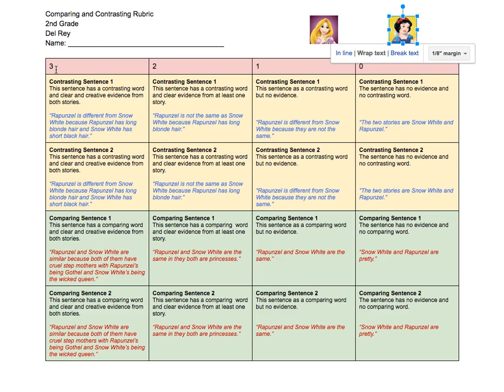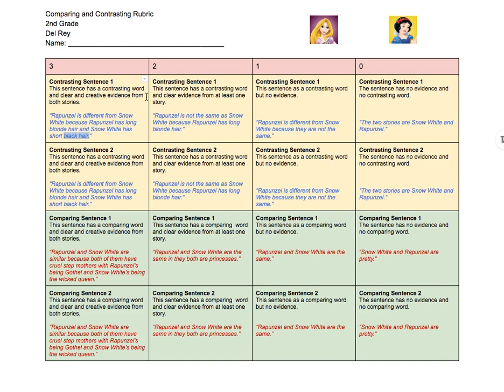In order to get the best score possible on your sentences for contrasting, you have to tell me a clear contrasting word, something like not the same, different, not similar, and you need to tell me two pieces of evidence that prove that they're not similar. Here's an example sentence. Rapunzel is different from Snow White because Rapunzel has long blonde hair and Snow White has short black hair. See how I gave that contrasting word? And I gave two examples of how they're not the same. They have different colored hair. And I talked about Rapunzel's blonde hair and Snow White's black hair.